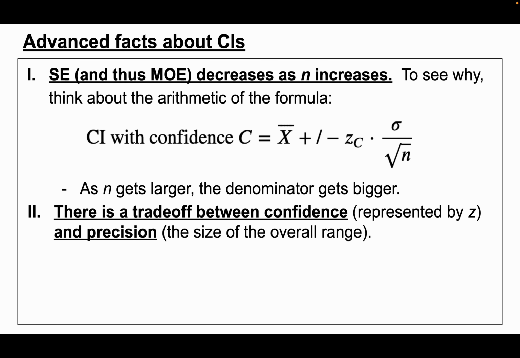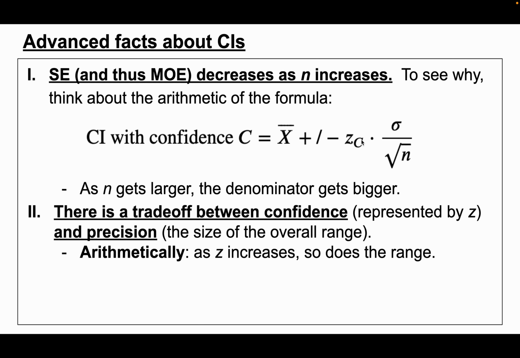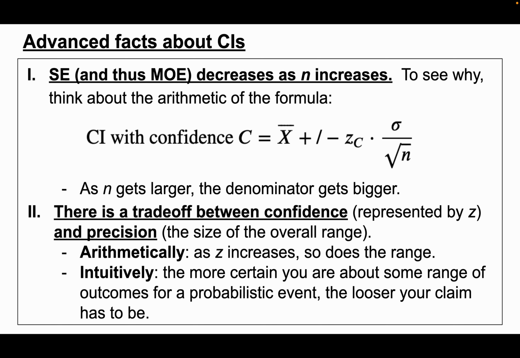There's also, generally speaking, a trade-off between confidence, which is represented here by this z-score, and precision, which is the size of the overall range. Again, arithmetically, as z increases, which means that you're taking a larger area under the curve, so does the range. This is getting bigger. Intuitively, the more certain you are about some range of outcomes for a probabilistic event, the looser your claim has to be. So for example, if I say, no matter what, when I wake up tomorrow, the world will be in a nuclear war or not, that is true. That's not very useful information, right?